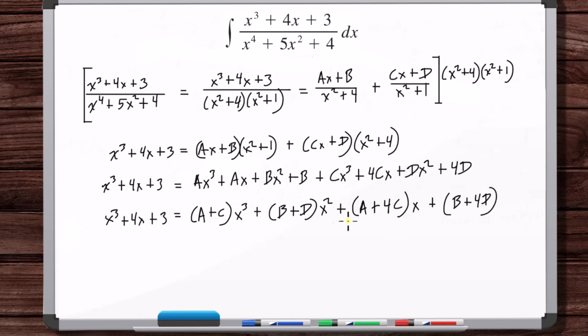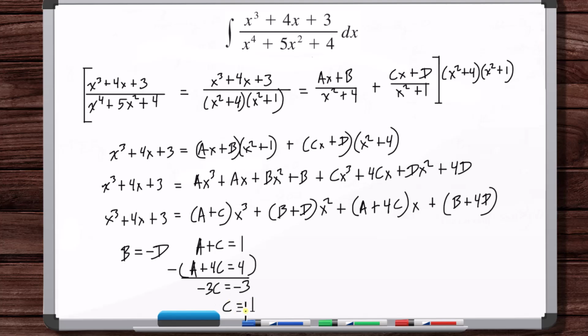Okay, so the x squared, b plus d is equal to 0, so b is equal to minus d. We've got a plus c is equal to 1. We've got a plus 4c is equal to 4. We can subtract these two equations, so 1 minus 4 is minus 3, so c is equal to 1, and therefore a is equal to 0.